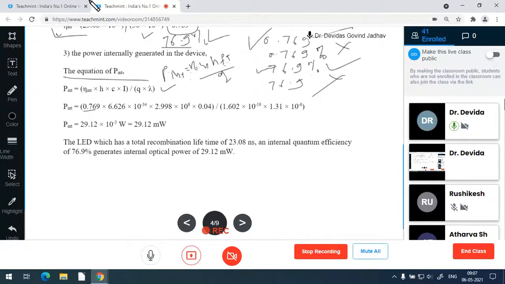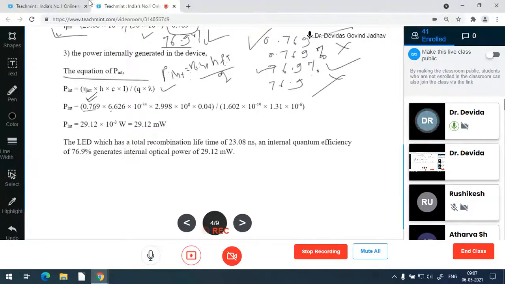Now eta internal is calculated as 0.769. Always in calculation we use the fraction, not the percentage number. So the percentage number is taken into a fraction. Do not substitute 76.9 here. Here we have to substitute the fraction. P internal is equal to eta internal h c I upon q lambda. Eta internal is 0.769.